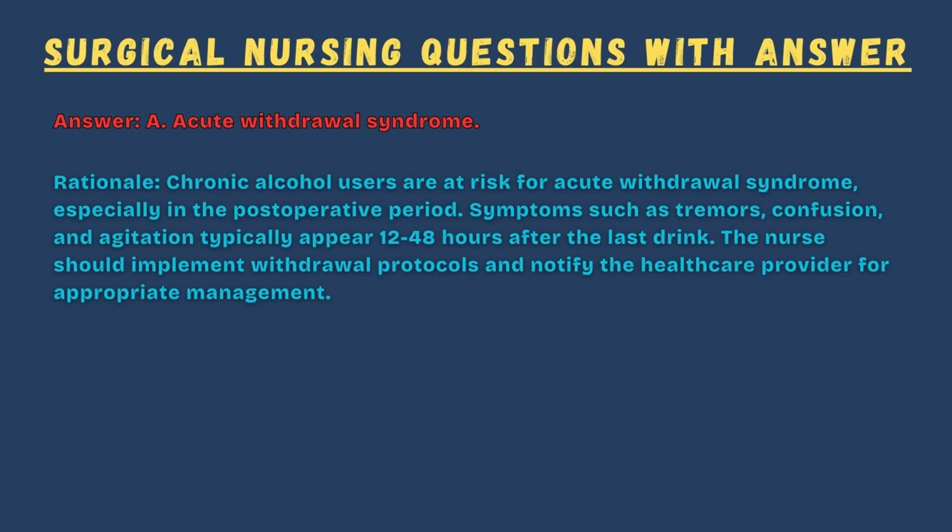Answer: A. Acute withdrawal syndrome. Rationale: Chronic alcohol users are at risk for acute withdrawal syndrome, especially in the postoperative period. Symptoms such as tremors, confusion, and agitation typically appear 12 to 48 hours after the last drink. The nurse should implement withdrawal protocols and notify the healthcare provider for appropriate management.